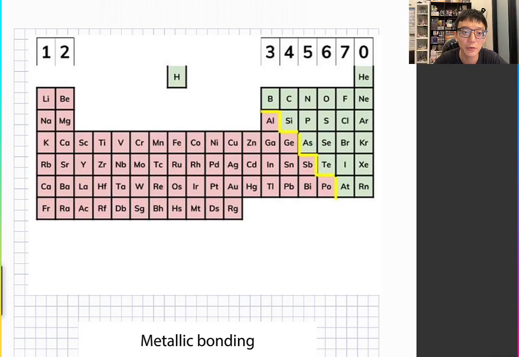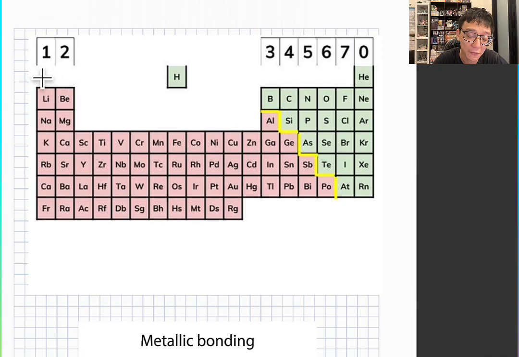Hello guys, in this video I would like to discuss the topic of metals and non-metals. Here you can see the periodic table, and the pink part is what we call metal, and the green part is the non-metals. For metals, we would like to focus on specific main groups.